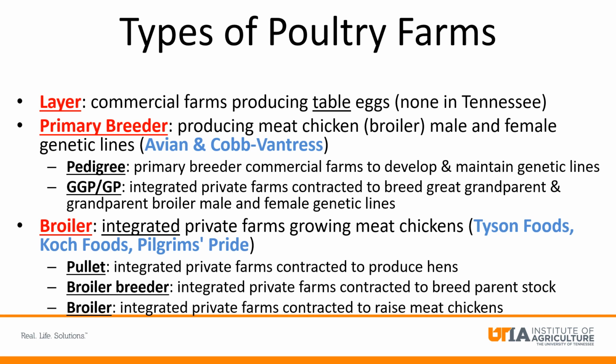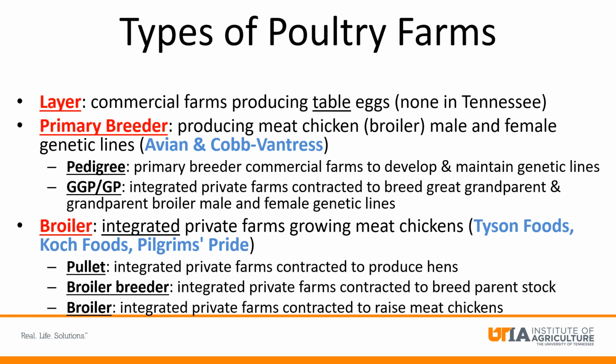We don't have any of these farms in Tennessee, so we won't discuss the waste from those farms or how those farms are operated. We do have two other types of poultry operations, those devoted to the primary breeder industry and to the broiler industry. The primary breeder industry is devoted to producing meat chicken, or what we refer to as broiler male and female genetic lines. Broilers are crossbred birds. So this sector of the poultry industry is devoted to increasing the numbers of the breeding stock so that the birds can be crossbred in mass.